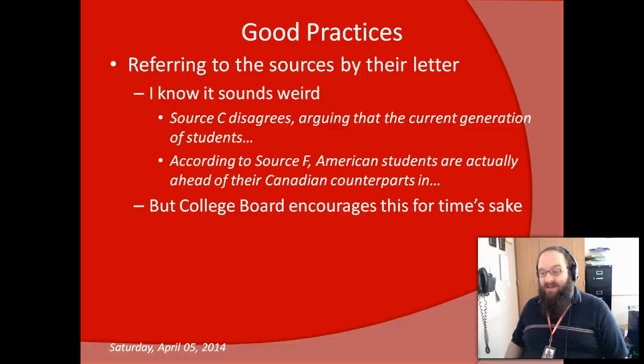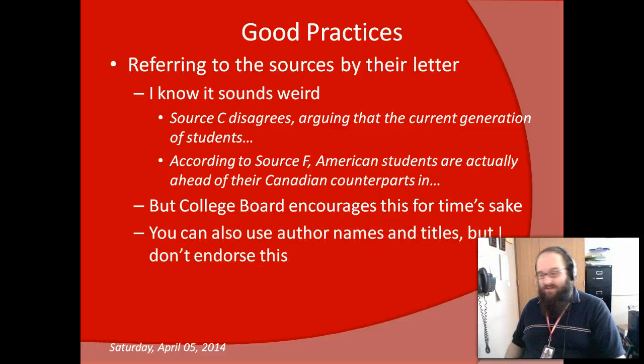And that's fine. They know that you're under a 40-minute time crunch. So going back to find the author's name or going back to copy down the text's name, it's just a waste of time. So use source C, source F, source A, whatever. Just pretend like those are the names of the pieces or those are the names of the author, okay?